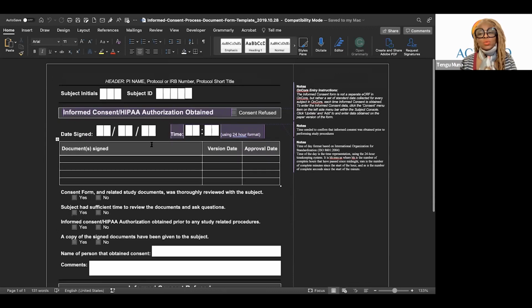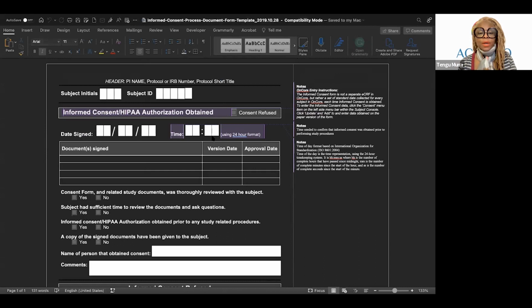And informed consent is really, really huge. I mean, there are always a lot of findings around it. So you want to pay attention to that. And then let's go to our next document, which is really important. And this is going to be the inclusion and exclusion document.